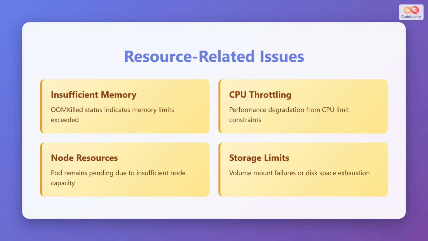Resource problems are among the most common causes of pod failures. When a container exceeds its memory limit, it gets killed with an OOMKilled status, meaning out of memory killed. CPU throttling occurs when your container hits its CPU limit, causing performance degradation without actually terminating the pod. Pods can remain in pending state when nodes don't have enough available resources to accommodate them. Storage issues arise from volume mount failures or when the container fills up its allocated disk space, preventing the application from functioning properly.